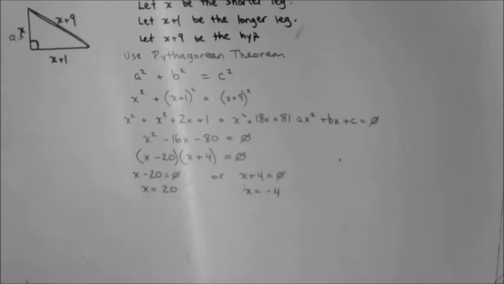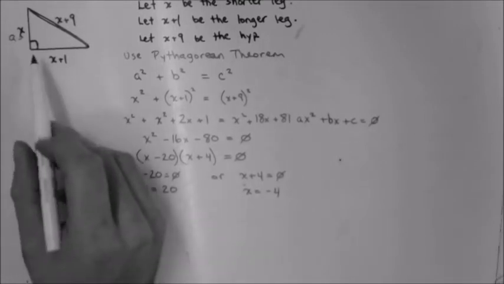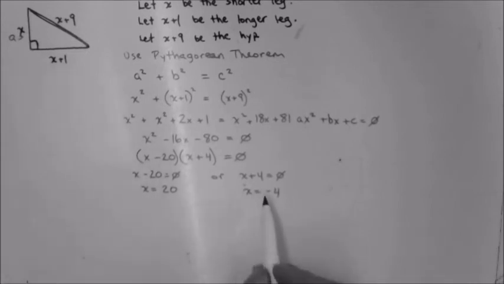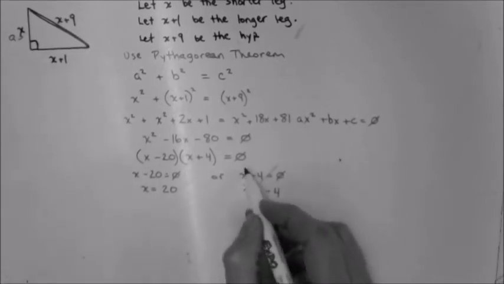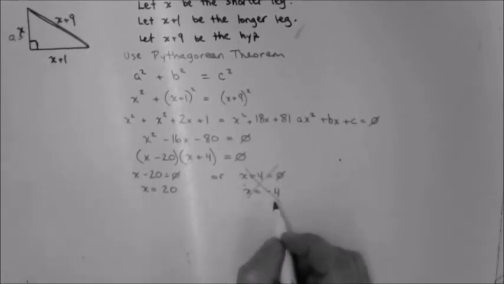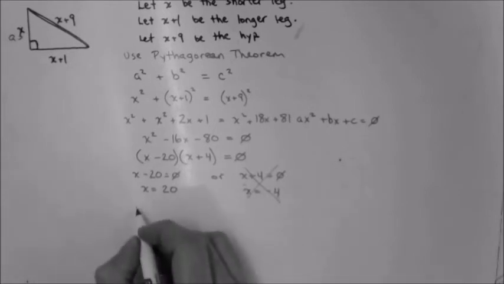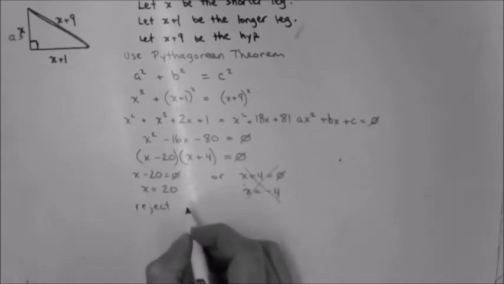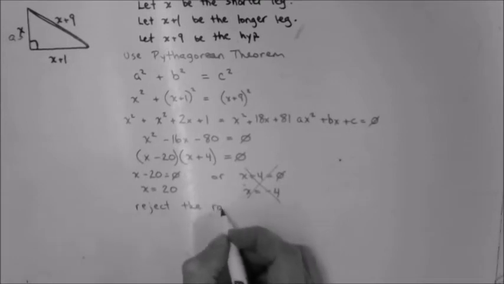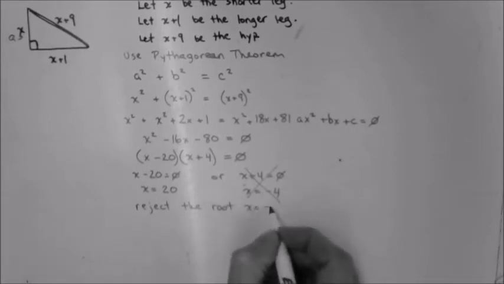x equals negative 4. So you'd think you're done here, but one of these solutions is not a reasonable answer, and it shouldn't take you too long to figure it out. If you're thinking about the scenario, this is the length of the side of a triangle. Well, can we have a negative length? We cannot. So we reject the root x equals negative 4.